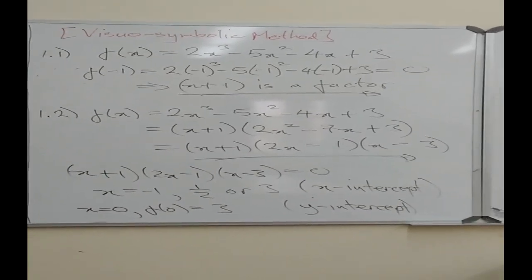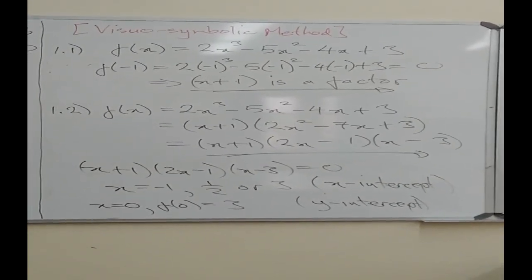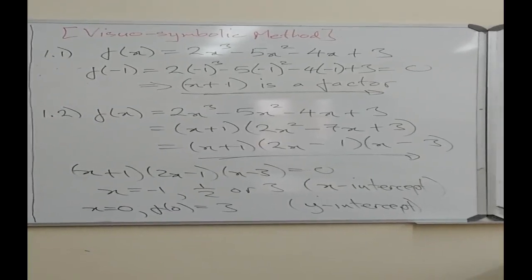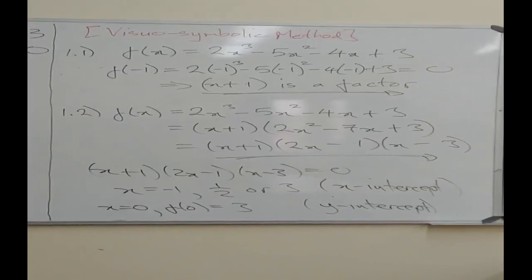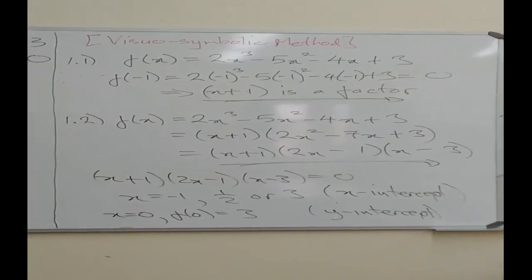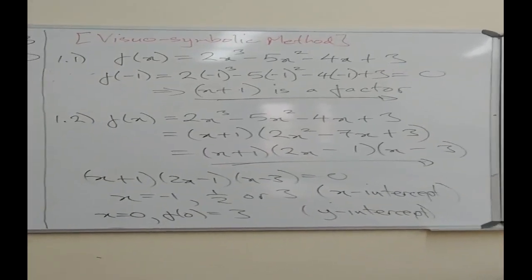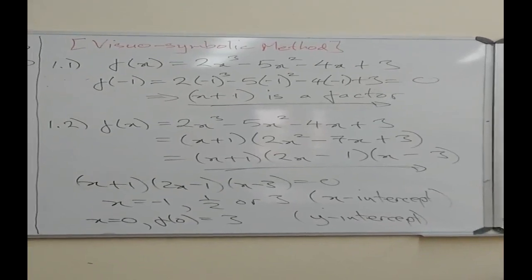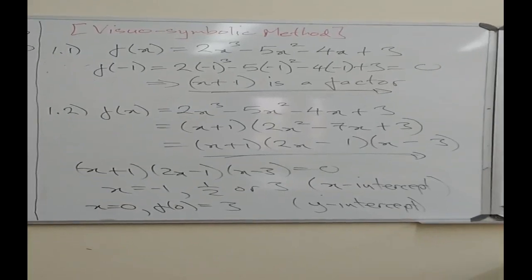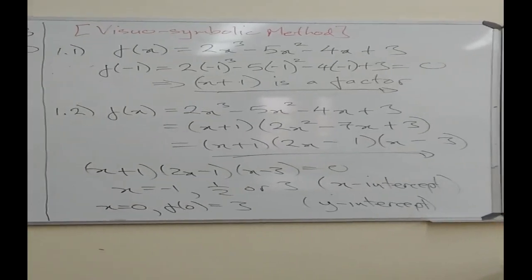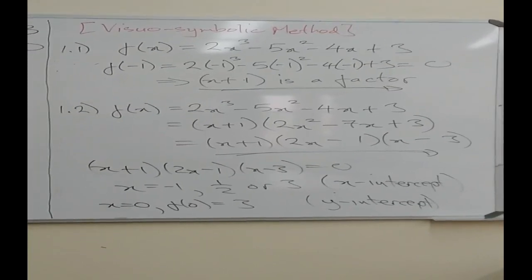So what we are trying to portray here in this solution is that there are 3 different methods that you can employ when it comes to the factorization of the function. And the 3 methods are the inspection method, the synthetic method, and the visual symbolic method. We said the inspection method and synthetic method, both of them are under the analytic methods, while the other method that I've demonstrated is a visual symbolic method. And all these solution methods are methods that are used in the visualization and symbolization teaching approach.